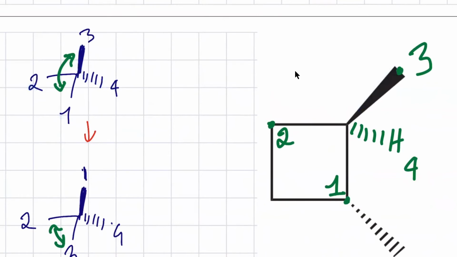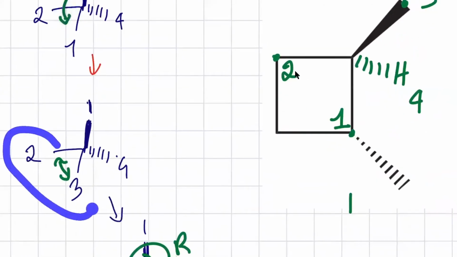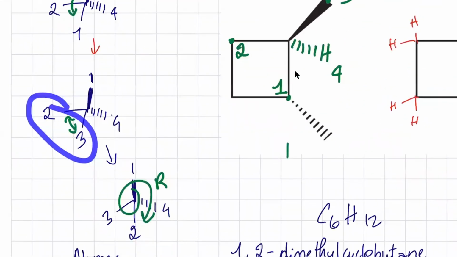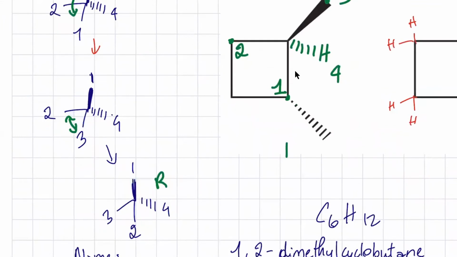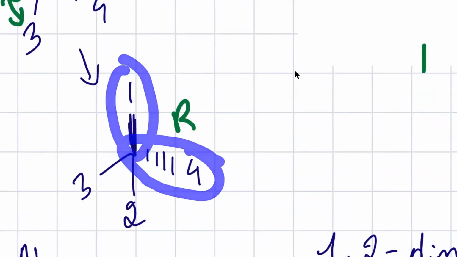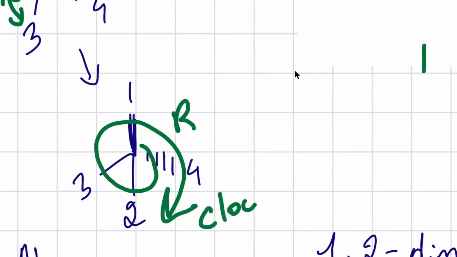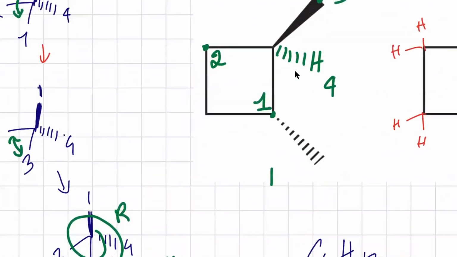I did my first flip between 1 and 3, okay? And then my second flip between 2 and 3. So that now I have, let me remove this for a second, number 1 on the wedge and number 4 on the dash. Now we're ready to determine if the numbering is clockwise or counterclockwise. So I'm going to go 1 to 2 to 3, and I'm seeing that it's clockwise. Then it's an R configuration. Let's put a nice R here.